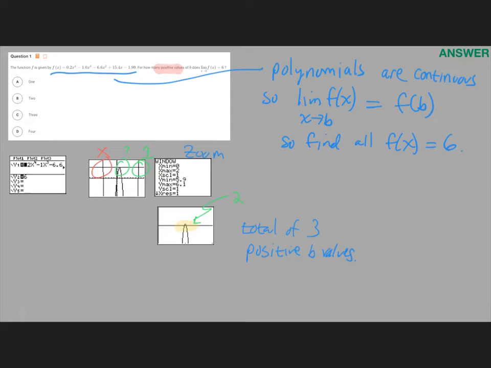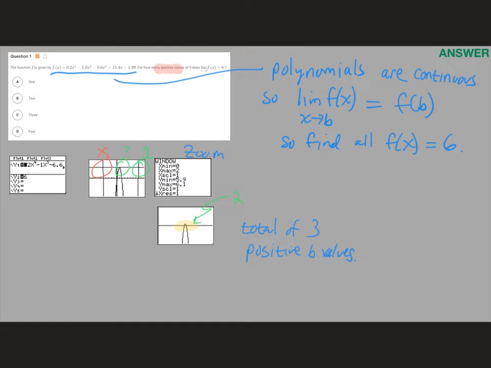Next one. We have a fourth degree polynomial, and they were interested in how many inputs produce an output of 6. Two things to notice here. First of all, they're looking for positive inputs, so b has to be positive. And second, all polynomials are continuous. So that means that the function value has to be the same as the limit value.